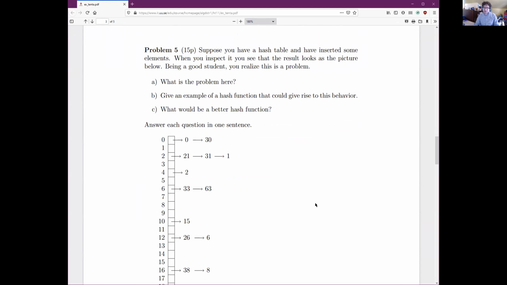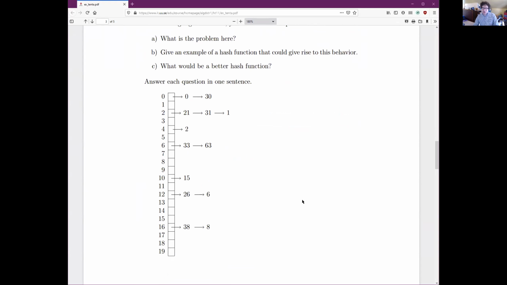Suppose you have some hash table. We've already got a hash table and we've inserted some elements. When you inspect it, you see that the result looks like the picture below. Being the good student, you realize this is a problem. What is the problem? Give an example of a hash function that could have given rise to this behavior, and what would be a better hash function. So this is the question.